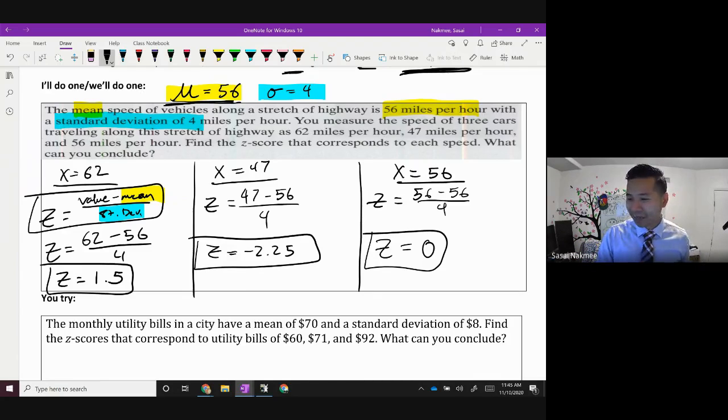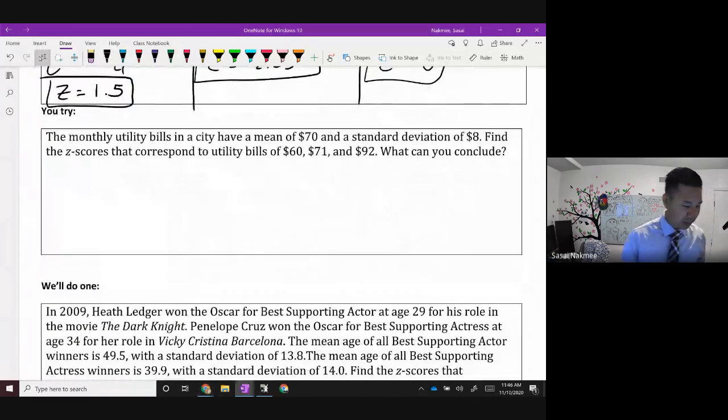All right. I want you guys to try this one. Let's go to this Pear Deck right here. There's 3 problems here, and I'm going to list it out, but I want the z-score for all 3. The mean of this one is $70. The standard deviation of that is $8. Can you calculate the z-score for these 3 values right here?